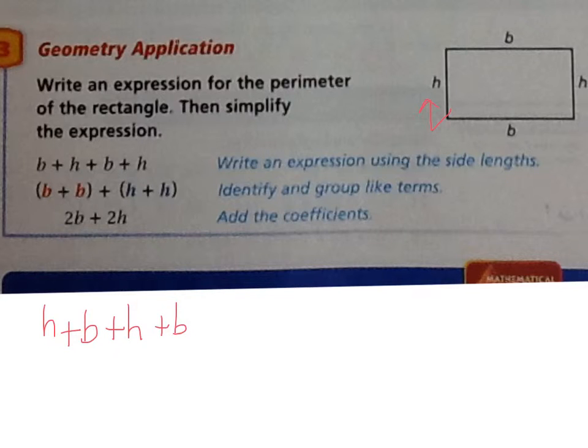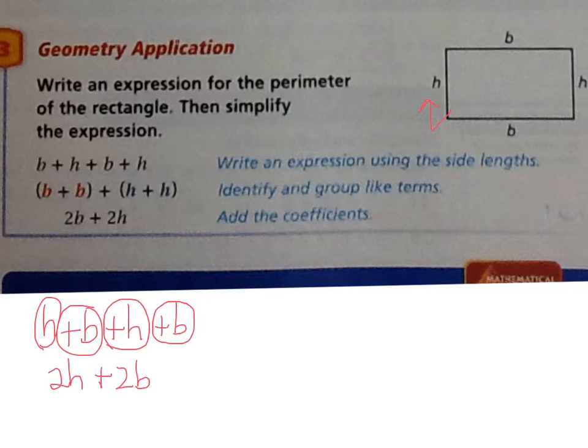How many terms do we have? 4. Let's start with the first one. How many other h's do I have? 1 more h. And remember to circle the operation in front of it because it'll tell you what to do. So I have h plus h, which is how many h's? 2 h's. And then I have b plus b. That's like 1b plus 1b, which is 2b. Can I combine any more besides my 2h plus 2b? No. So that's your final expression.